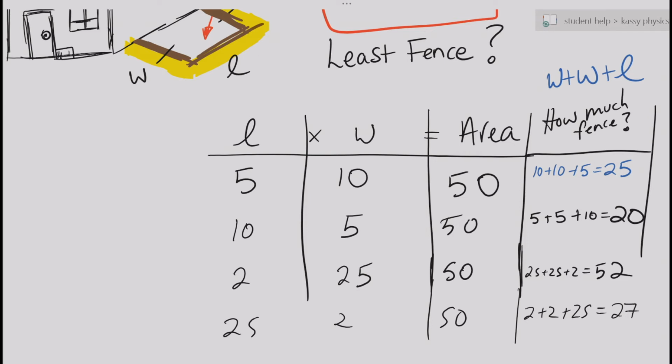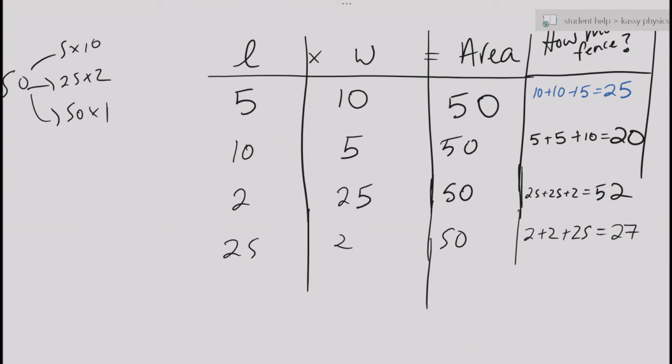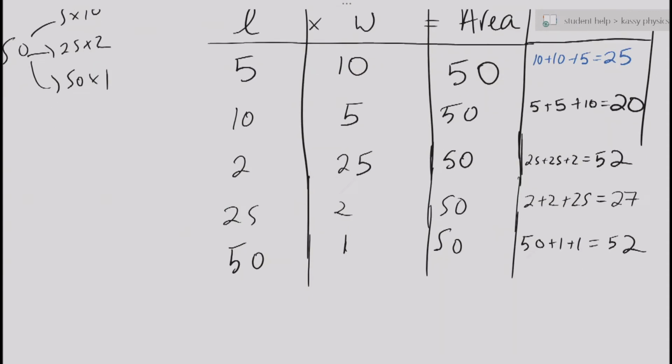Still not the lowest. So what are the ways to get 50? Well, we've used 5 times 10. We've used 25 times 2. What else could we use? I guess we could use 50 times 1, that'd be a weird looking garden, but we could do it. So we could make a garden that's 50 feet long and 1 foot wide. That'd give us 50. That'd be 50 plus 1, or 52 feet all around. Doesn't seem terribly efficient, but that's okay.